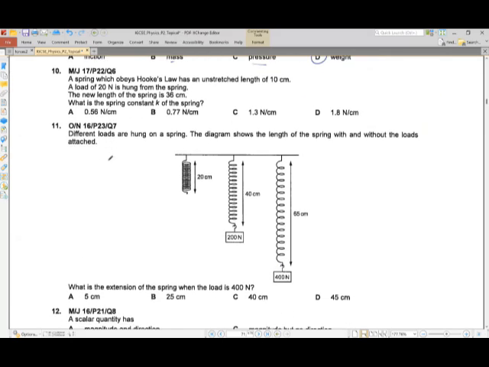Okay. Question number 10. A spring which obeys Hooke's law has an unstretched length of 10 centimeters. So this is the initial or natural length. A load of 20 Newton is hung from the spring. The new length of the spring is 36 centimeters. What is the spring constant?